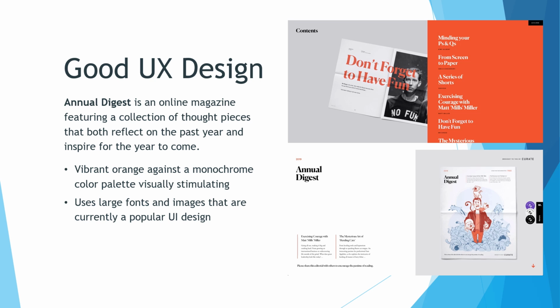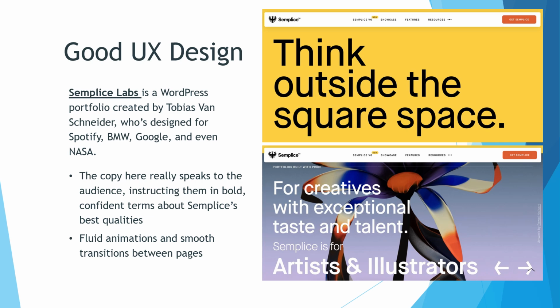Now, it's an online magazine. But looking at it, the vibrant orange against the monochrome color palette provides this visual stimulation for us. And then their use of larger fonts and images, these are things that are very popular with UI design. Here's another one.